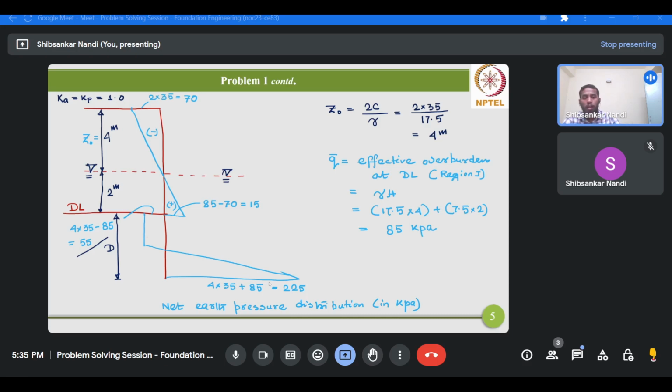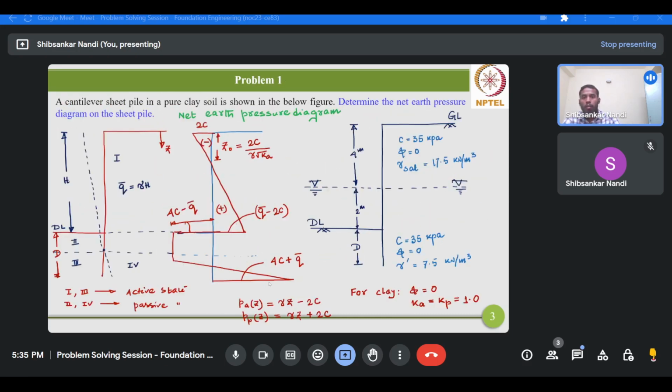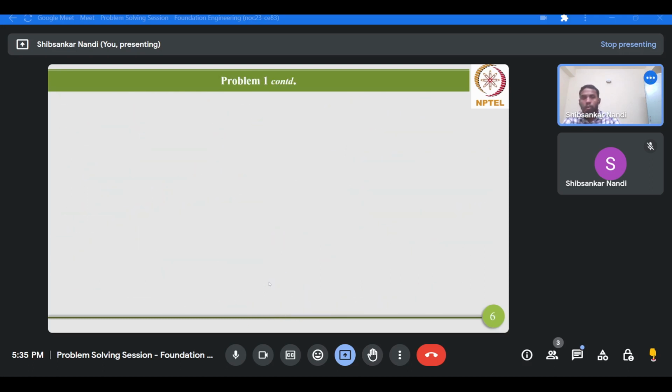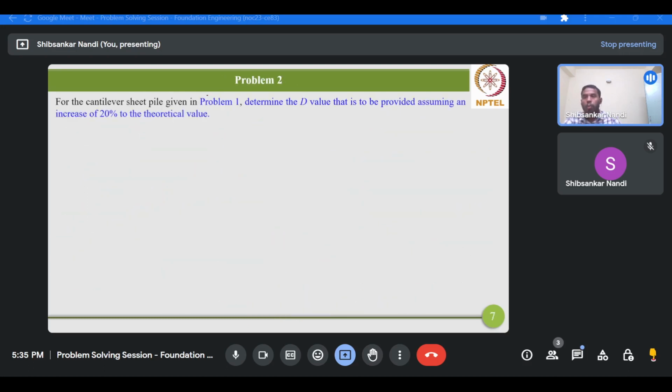Okay, so now we'll move further. We'll take problem 2. In problem 2, for the cantilever sheet pile given in problem 1, we have to determine the D value that is to be provided, assuming an increase of 20% to the theoretical value. That means we have to determine the embedment depth. First we have to determine the theoretical embedment depth, and then we have to put a safety margin on this theoretical value, and report the provided embedment depth.